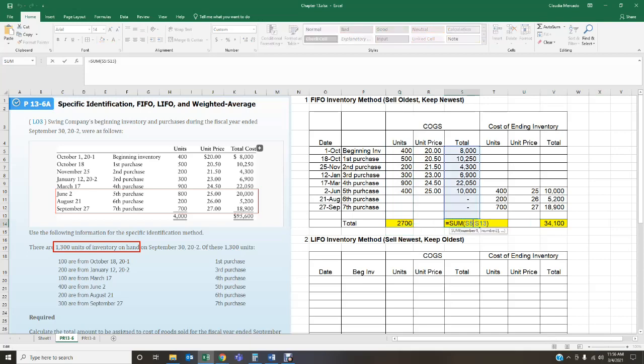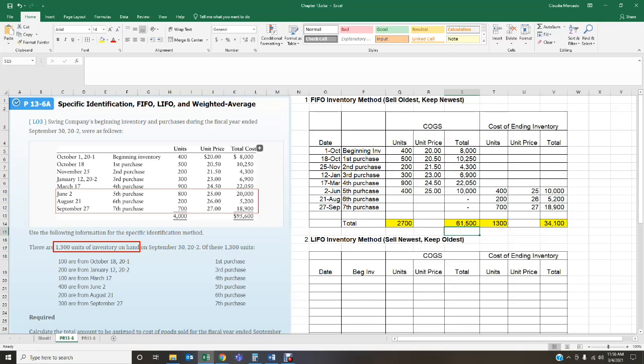Now what I went ahead and did is I added the total of my units, and I added the total of each of my sections. So the total of my cost of goods sold is $61,500, and I sold 2,700 units. And then my ending inventory is I have 1,300 units left, which is what the problem said we had left in our ending inventory, 1,300. And it's going to be valued at $34,100.